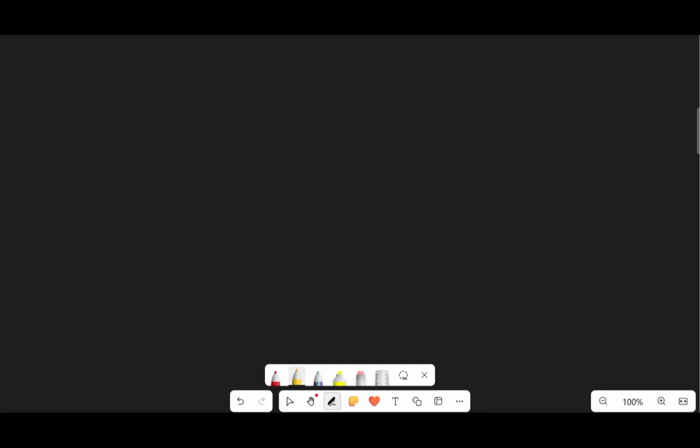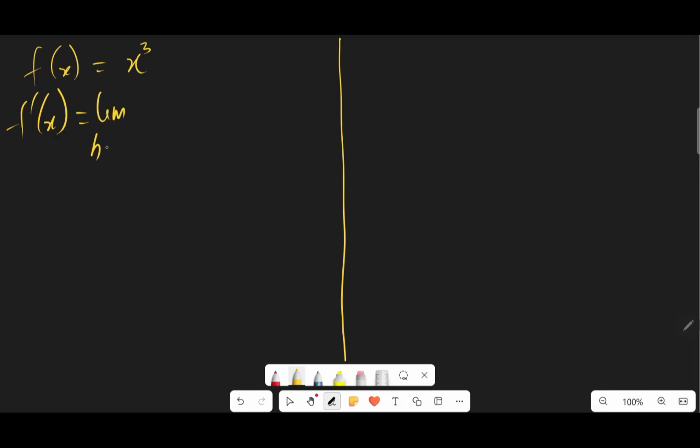Now let's look at another question that has probably a cube, and let's see how that one will work. So we have f of x being equal to x cubed, and we are using the first principle. Now what does the principle say? The principle says that f prime of x is equal to the limit as h approaches 0 of f of x plus h minus f of x all over h. So anywhere I see x in the f of x, I'm going to put x plus h over there.